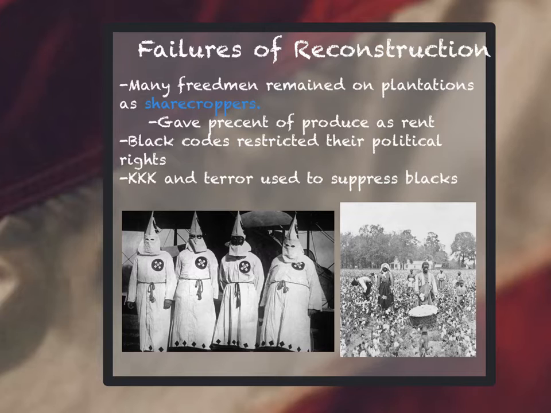The failures of Reconstruction, there were a lot of failures. Many freedmen would remain on plantations as sharecroppers. This meant that their life didn't change. They basically had to give a percentage of their produce, or what they picked, to the people who owned it. So they didn't really even move places a lot of times. They worked the same plantation. It turned from being slavery to you're paying rent now. Pretty much, yeah. And it might be two-thirds of what you pick that you have to give to the plantation owner, and then you keep whatever you have just to buy enough food for your family.